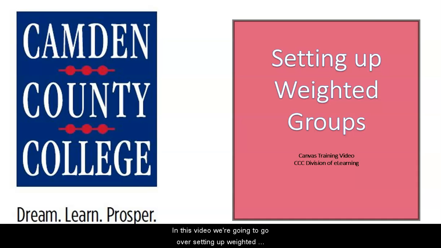In this video, we're going to go over setting up weighted groups in your Canvas course. This tutorial will be useful for instructors who set up their courses so that they have weighted categories or groups. So for instance, if your exams are worth 40% of the total points in your course, participation is worth 20%, and so on. If you don't have your course set up this way and just use straight points, you won't need to use the steps covered in this video.